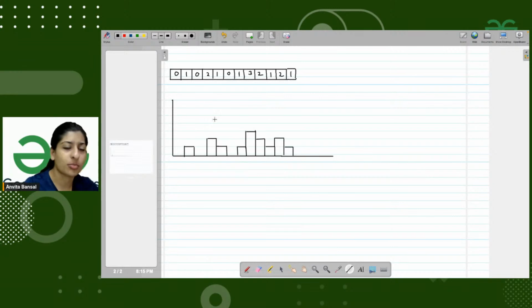So understand this problem. This is your 0th level. This is 1, this is 2, this is 2, this is 2, this is 1, this is 0. And the amount of water that can be stored in it would be.